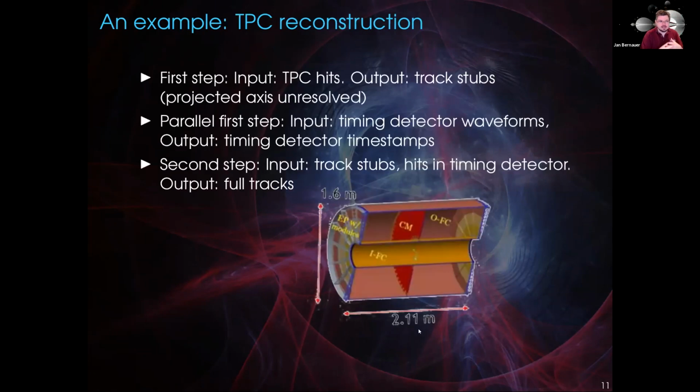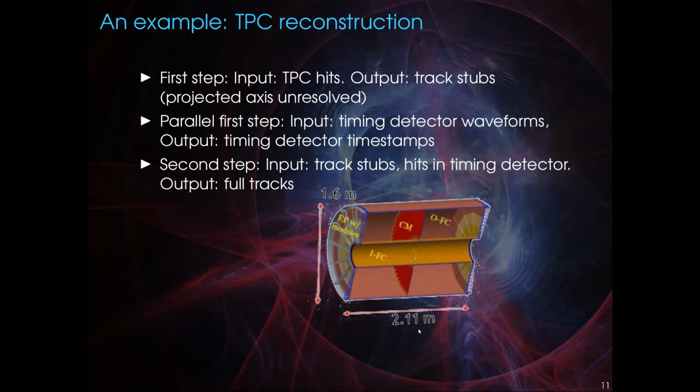So for example, if you look at TPC reconstruction, there would be a first step where you have as an input the TPC hits, and at the output, maybe something like track stubs. So tracks in the TPC, and if they don't cross the readout plane, you can't resolve the projected axis. So they have one dimension unresolved.